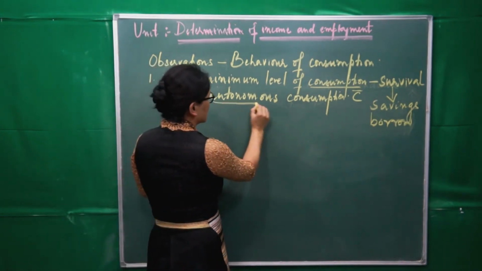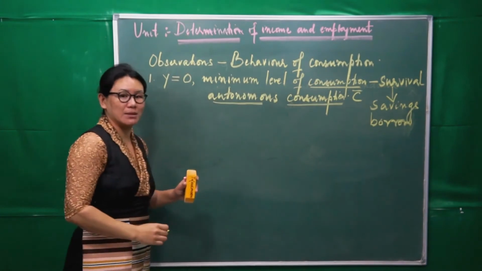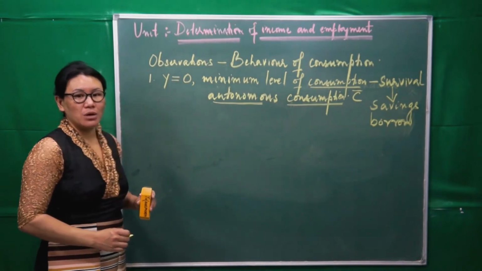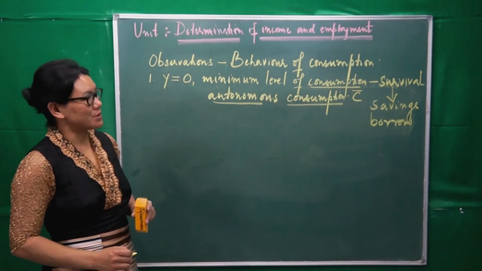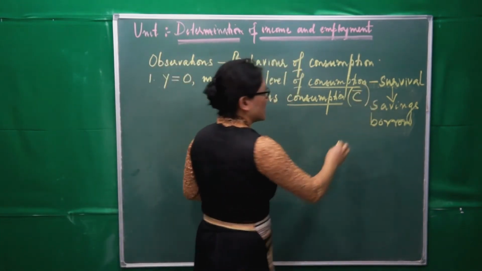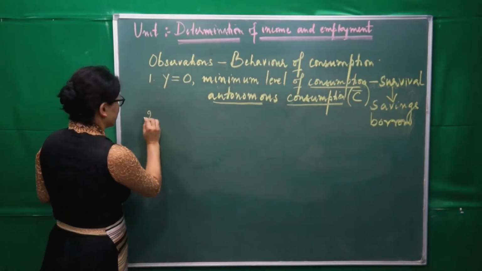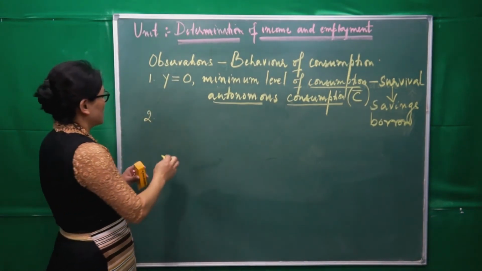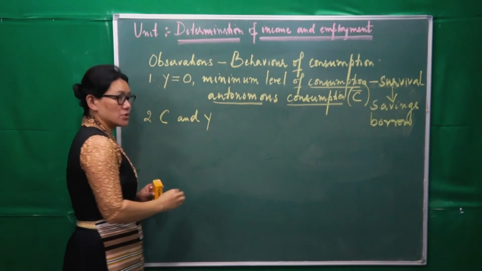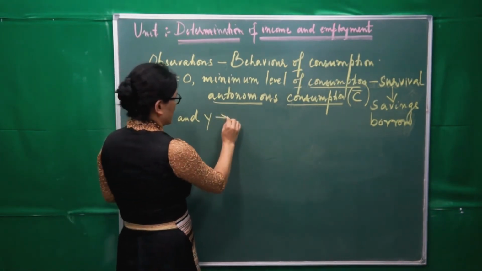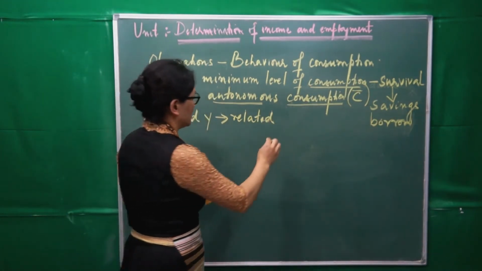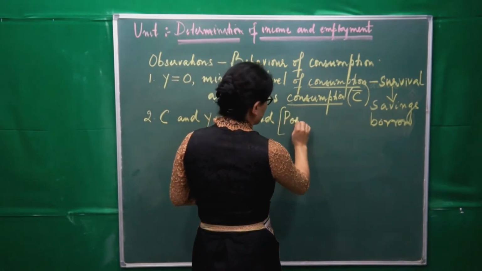Now this is very important. See here. It comes in the exam for 1 mark. What is this autonomous consumption? It means when income is 0, if there is a minimum level of consumption, then it is called autonomous consumption. Alright. And we write it like this. C bar. The second observation we have under this one is about C and Y. These two are related, right? What kind of relationship do they have? Positive. Positive relationship.